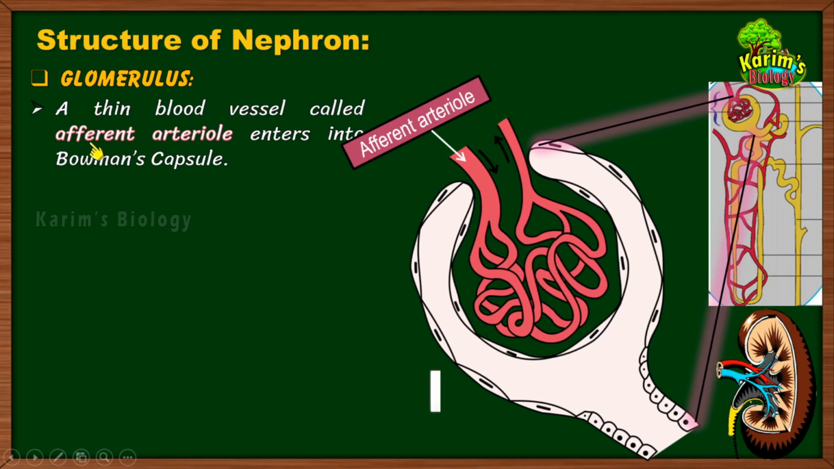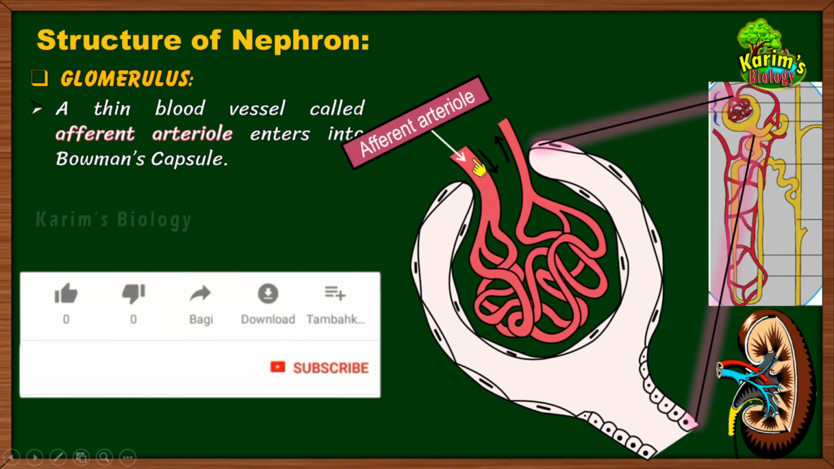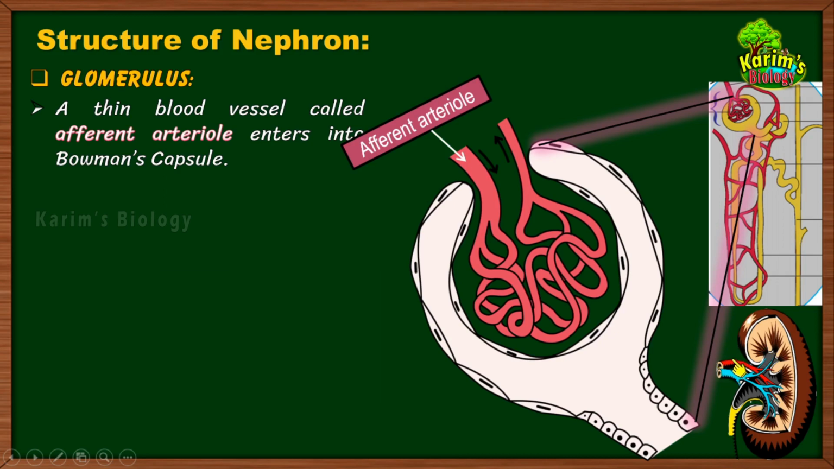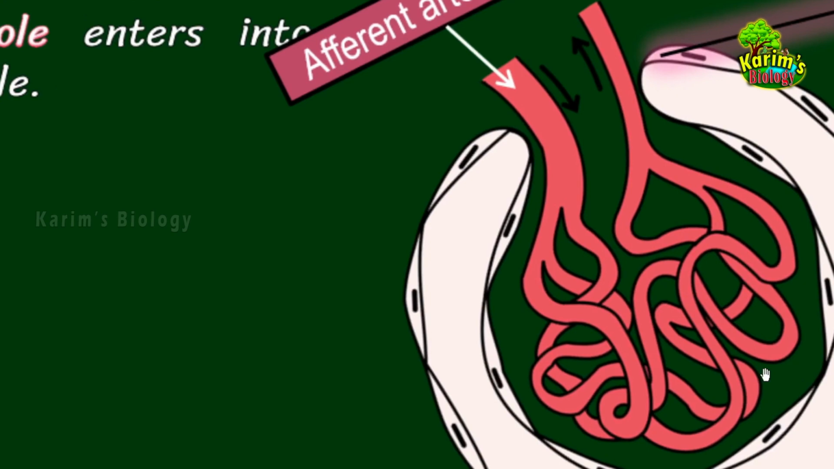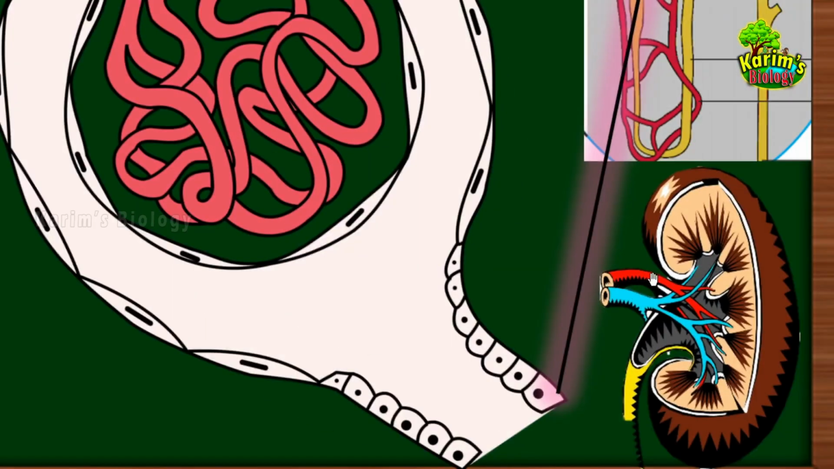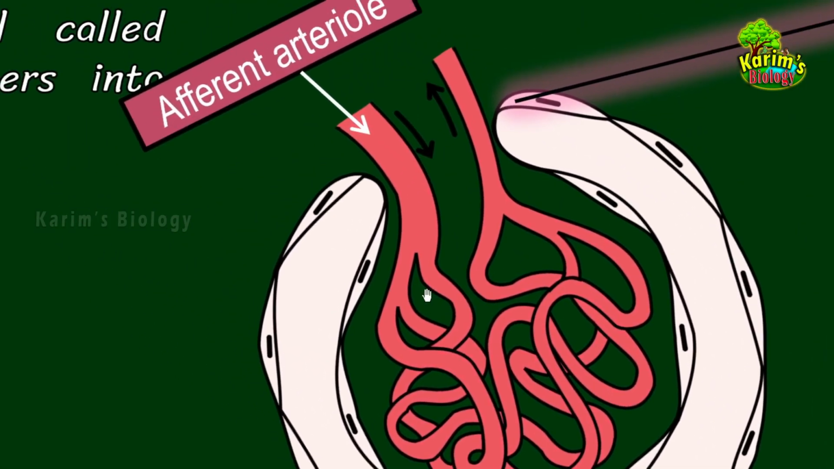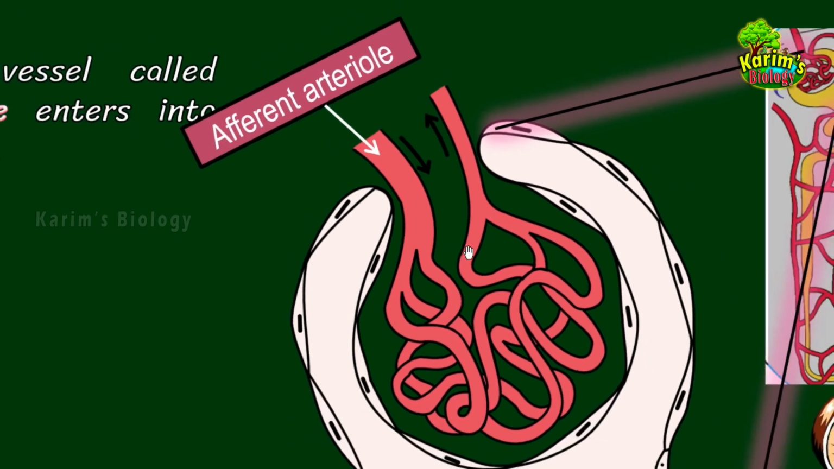A thin blood vessel called afferent arteriole enters into Bowman's capsule. Look here, this is the afferent arteriole. It is entering into Bowman's capsule. This afferent arteriole is a branch coming from the renal artery that enters the kidney. I told you in the previous class that each kidney is supplied with blood with the help of a renal artery. Let me zoom in and show you here. After entering the kidney, this renal artery produces multiple branches, and one thin branch is called afferent arteriole, and this enters into the Bowman's capsule.